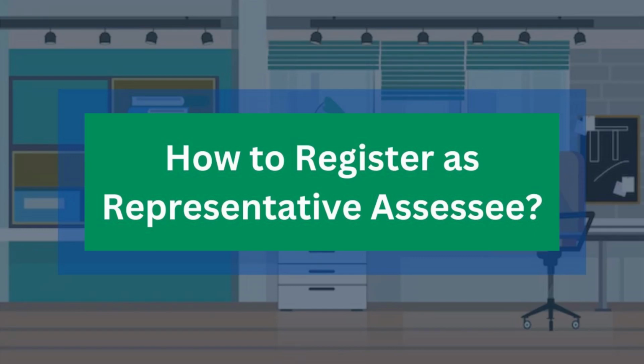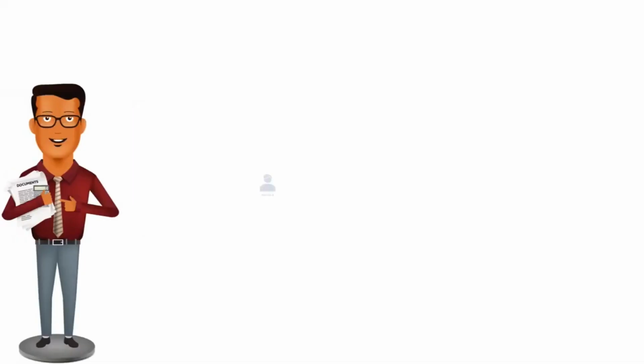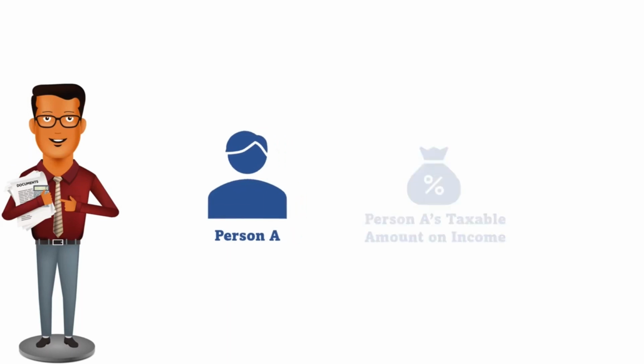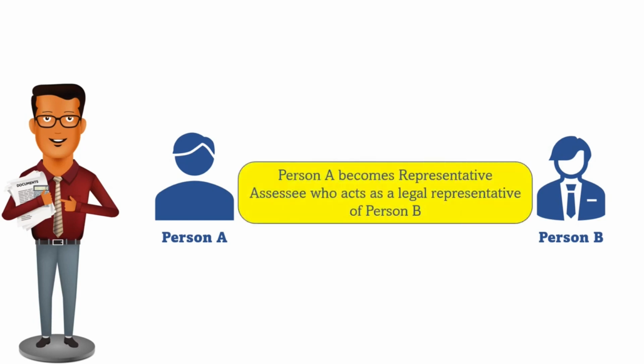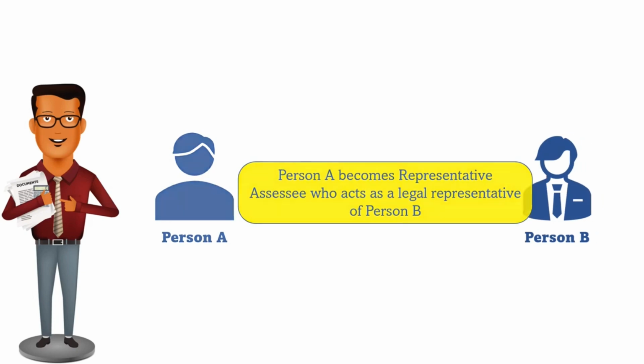This video is on how to register as a representative assessee on the e-filing portal. Generally, a person is chargeable to tax only on his own income. However, there can be certain situations where a person is made responsible to pay tax and comply with all other provisions of Income Tax Act on behalf of some other person. Such a person is known as a legal representative of another person under the Income Tax Act.